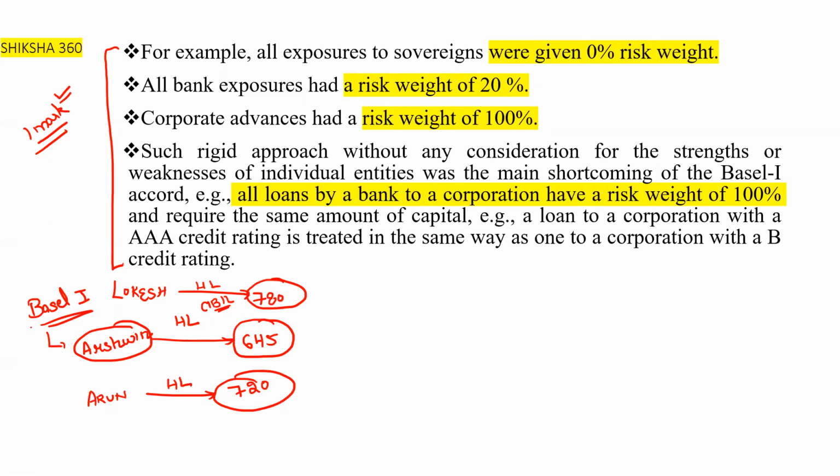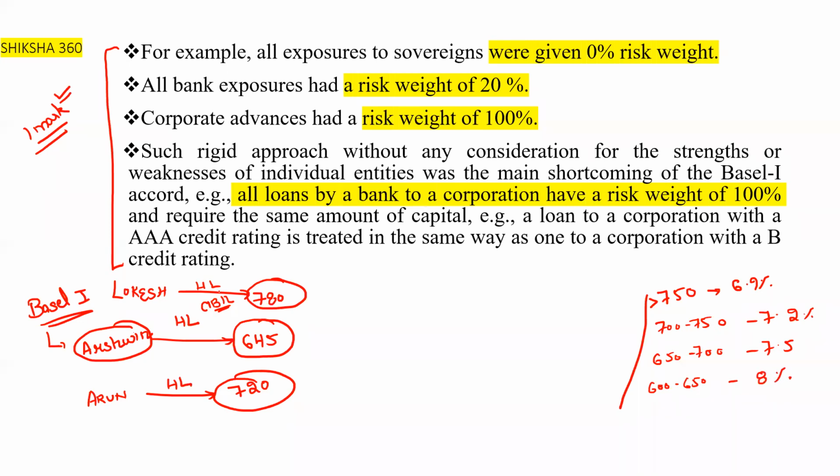Clear? As per the bank policy, if the person has a score above 750, the interest rate is 6.9%. If the score is between 700 and 750, the interest rate is 7.2%. If the score is 650 to 700, the rate is 7.5%. And if it is 600 to 650, the rate is 8%.